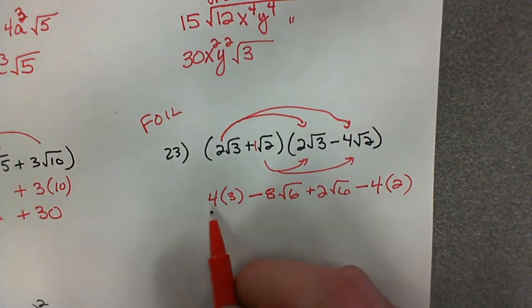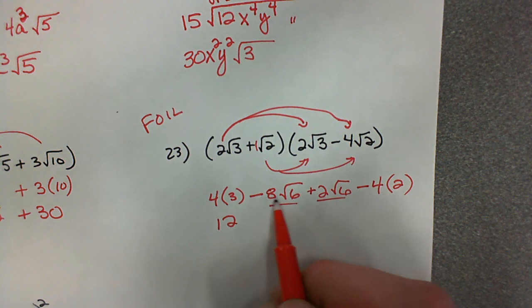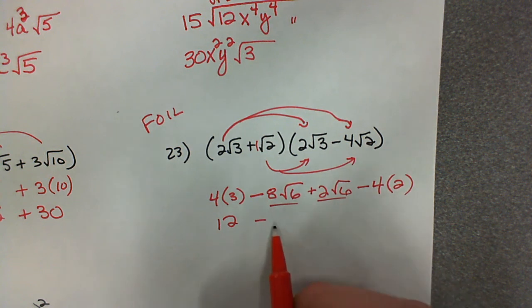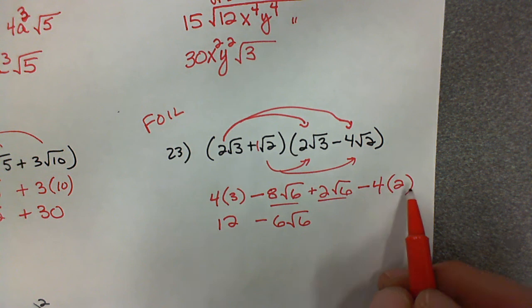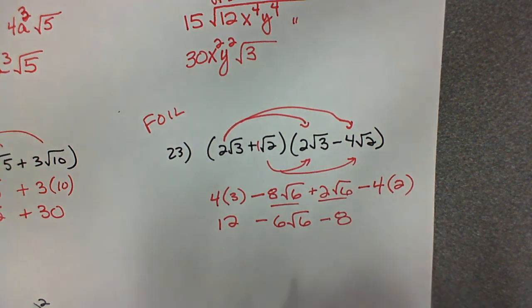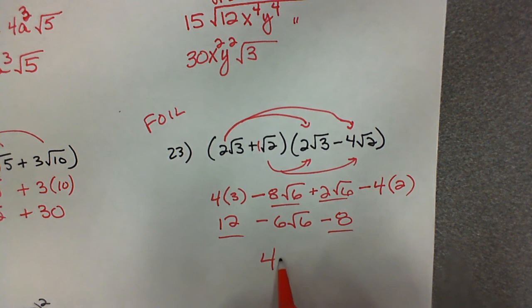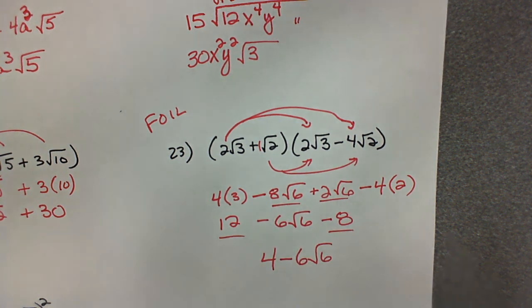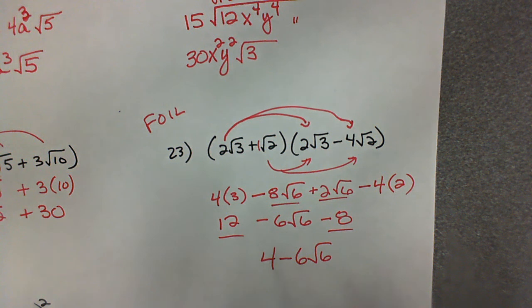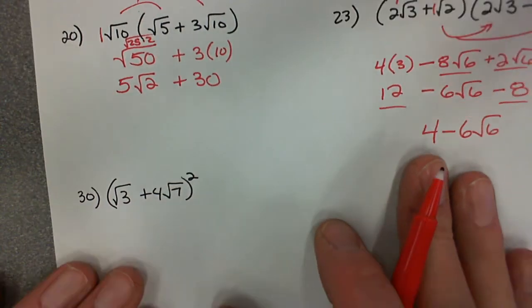Now let's simplify this. 4 times 3 is 12. These combine together. Negative 8 and positive 2 gets you negative 6 square root of 6. And then 4 times 2, that gets you a minus 8. 12 minus 8, those can combine together to get you 4. And then you're left with minus 6 square root of 6. Okay? So that is number 23. Okay? Should have time for one more here.